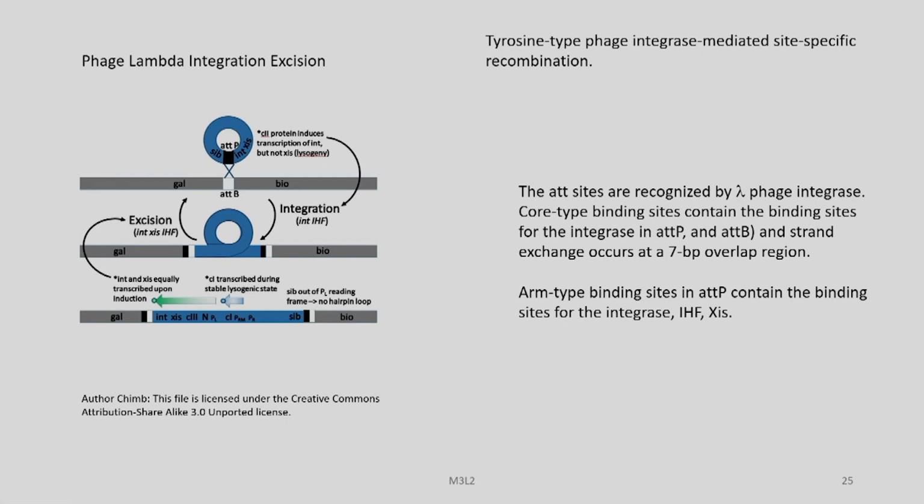Tyrosine type phage integrase mediates site specific recombination. The ATT sites are recognized by phage integrase. Core type binding sites containing the binding sites for the integrase are in ATTP and ATTB, and strand exchange occurs at a 7 base pair overlap region. ARM type binding sites in ATTP contain the binding sites for the integrase, IHF and Xis. Let us now discuss the bidirectional tyrosine type recombinases.